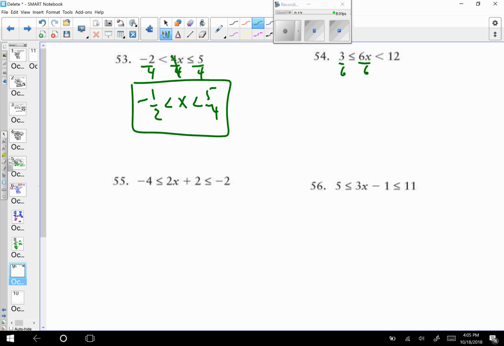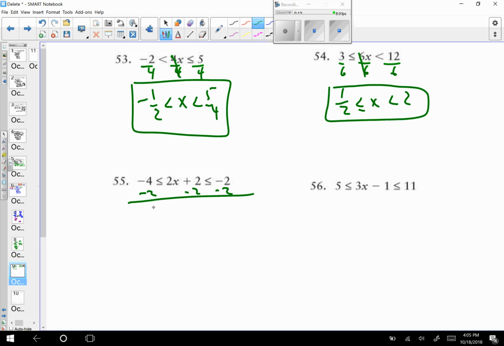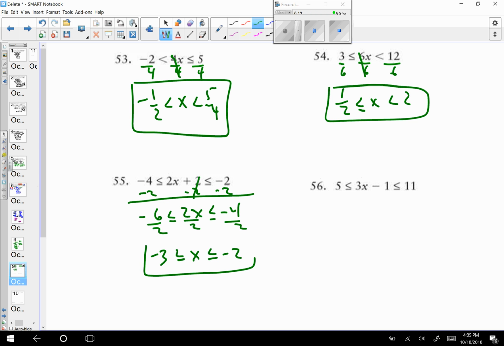Here we divide by 6. This is exactly the same thing. So that's 1/2 less than or equal to, the 6's cancel out, x less than 2, right? 2 down. Here we want to subtract 2 first from everything. So when we do that, negative 4, negative 2 is negative 6, less than or equal to, right? The 2x comes down, this cancels out, less than or equal to negative 4. Divide everything by 2, and we go back to what we did up there. So this is negative 3 less than or equal to x, less than or equal to negative 2.